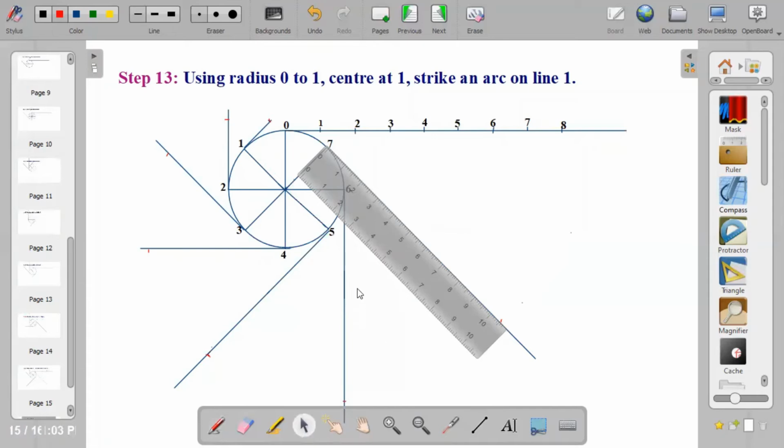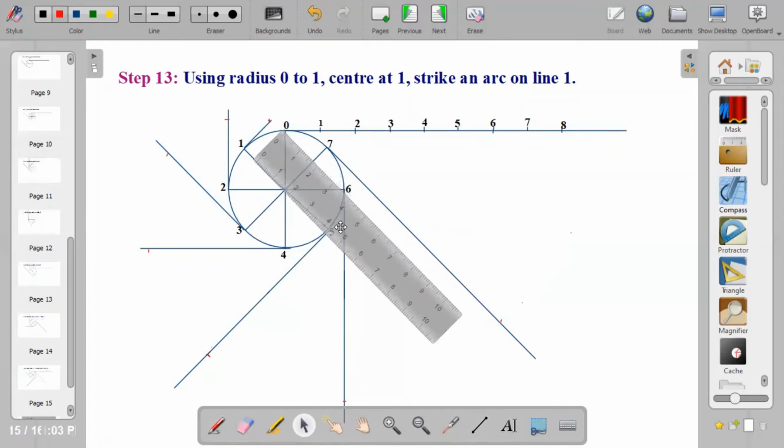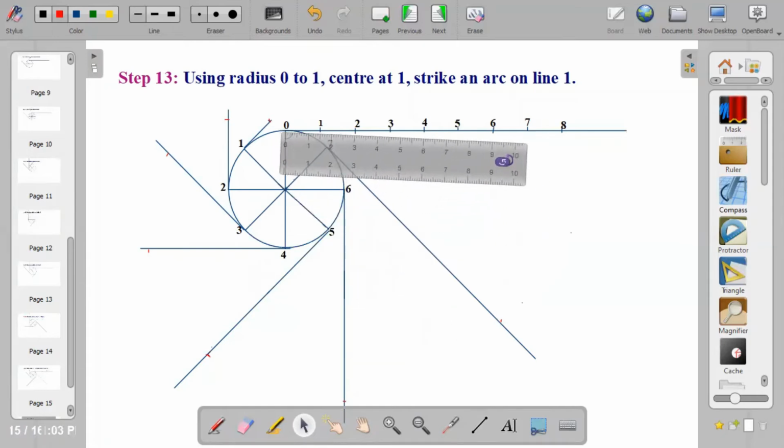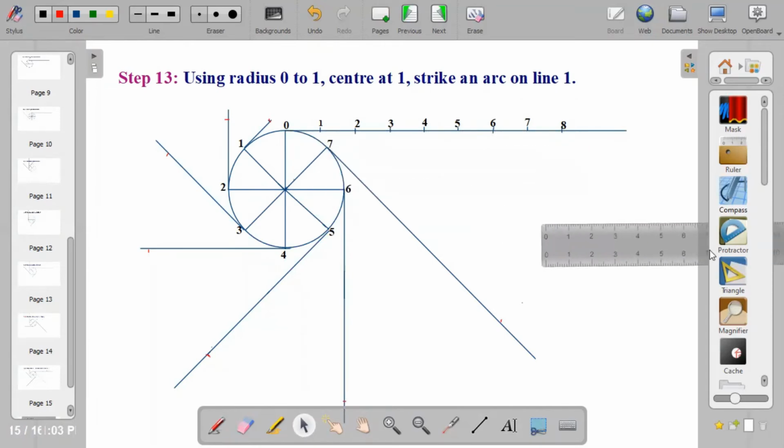The last one is 0 to 8. So I don't need to mark 0 to 8 because it's still going to fall at the same point. So when I take radius from 0 to 8, it gives me what? 12. So it's already on that point. So this is my last point.